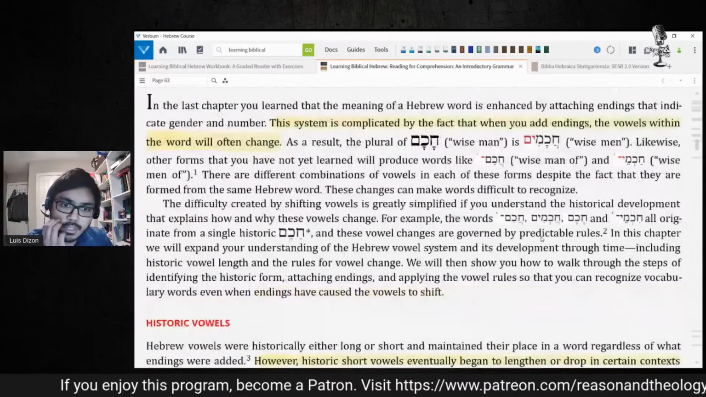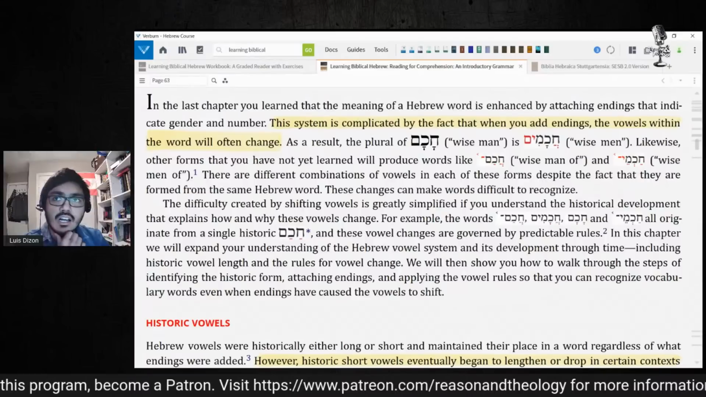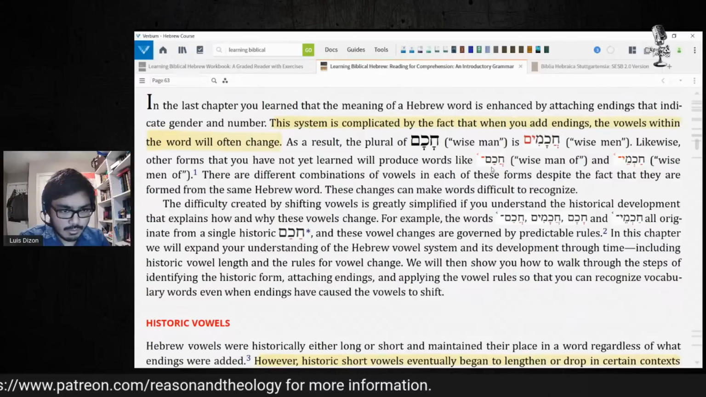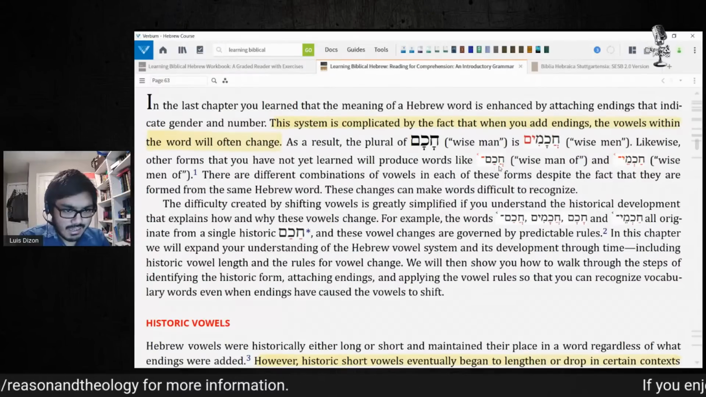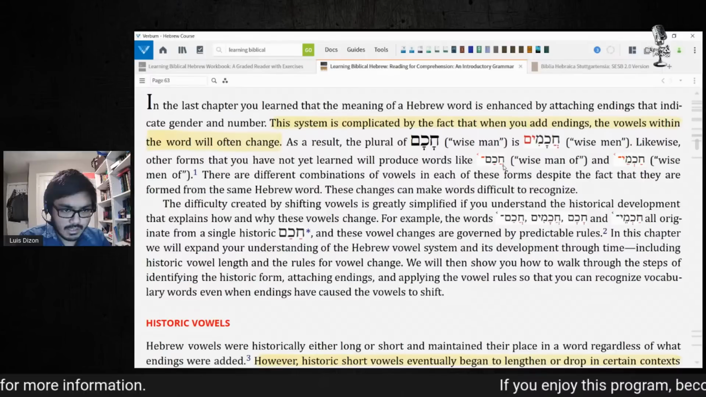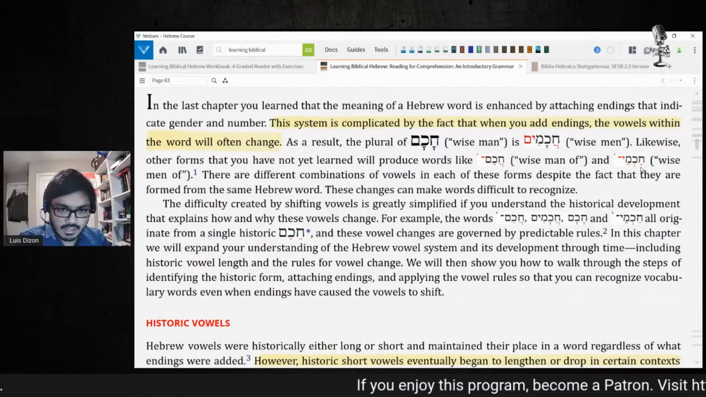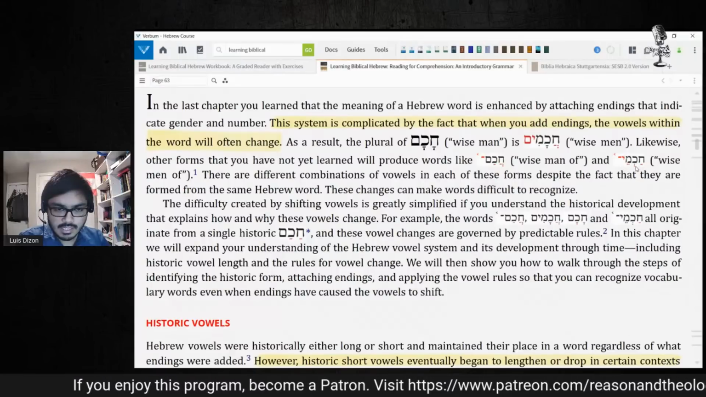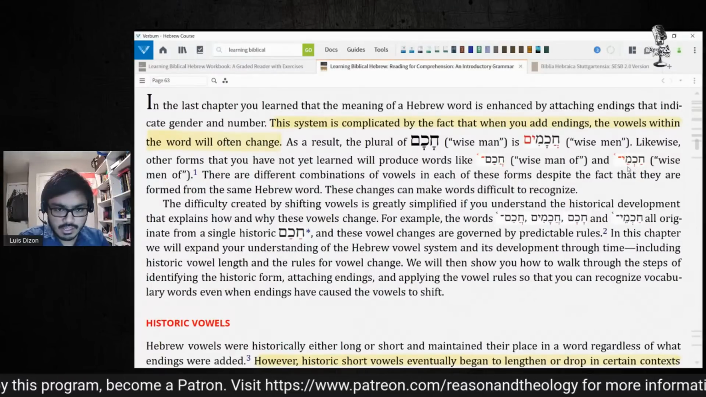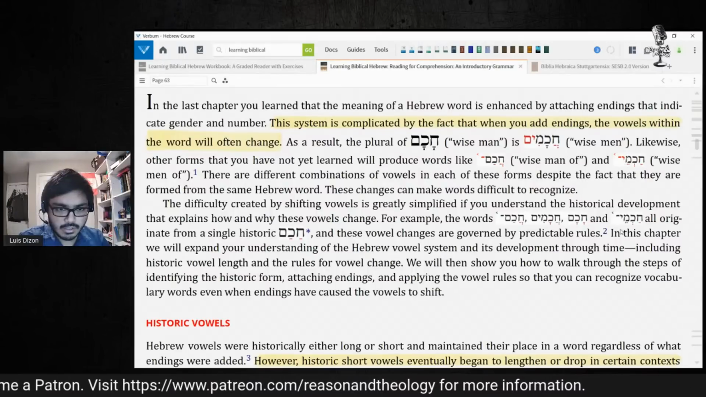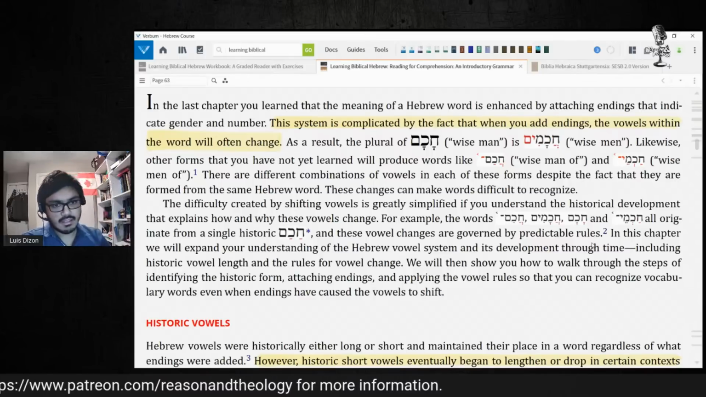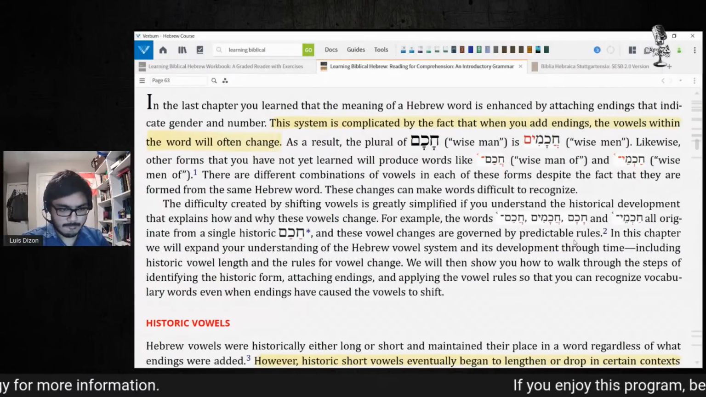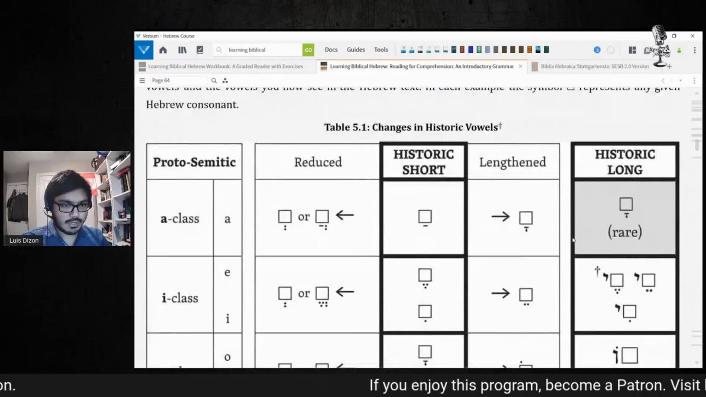It gets more complicated when we see the construct forms of these. So a chacham of something will have two patachs, and then there's the patach shva, and then chochme, which is like the wise men of something. You have patach, and then a shva, and then you have a tsere before the yod. And there are some rules governing why they become this way. But first, we need to talk about historic vowels.